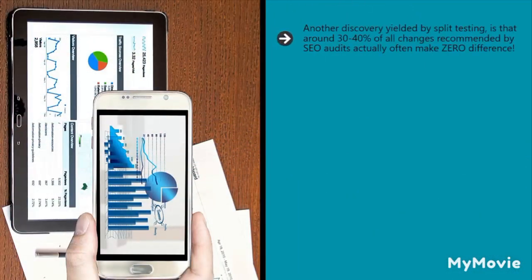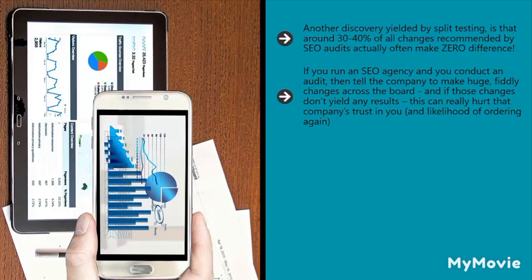Another discovery yielded by split testing is that around 30 to 40% of all changes recommended by SEO audits actually often make zero difference. Once again, this shows us that what works in theory or on paper doesn't necessarily hold up in the real world. And it shows us the value once more of conducting real split tests.